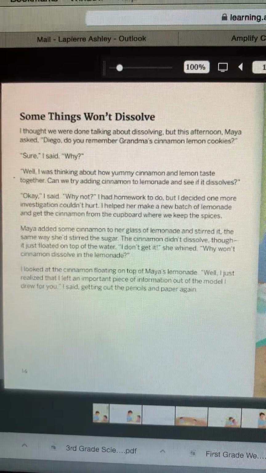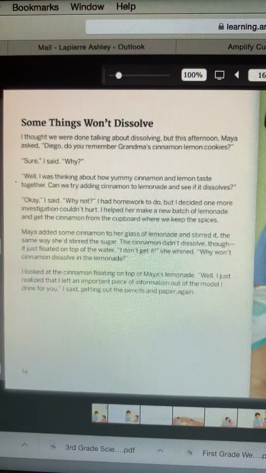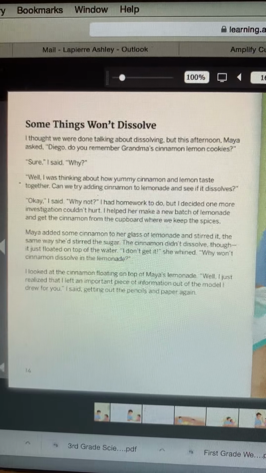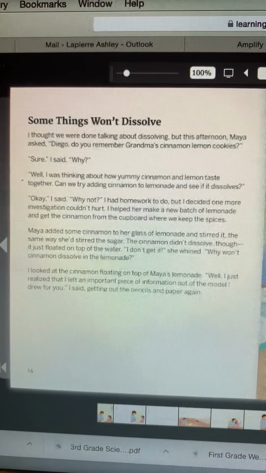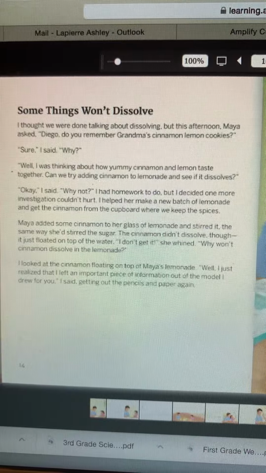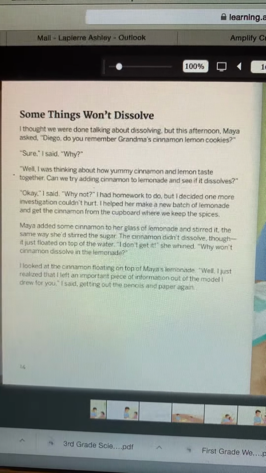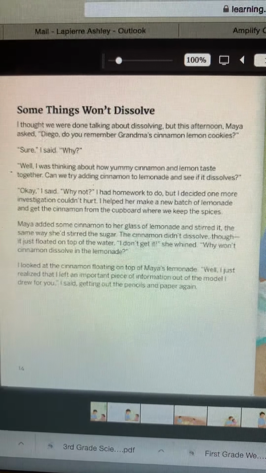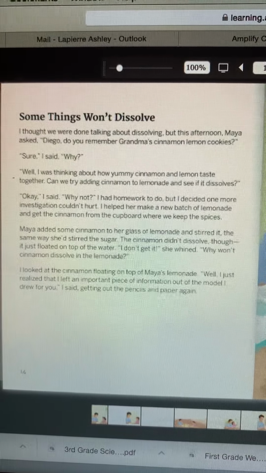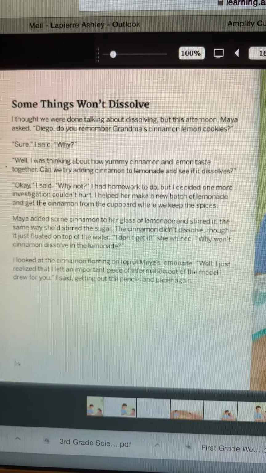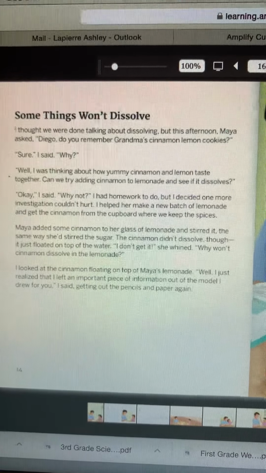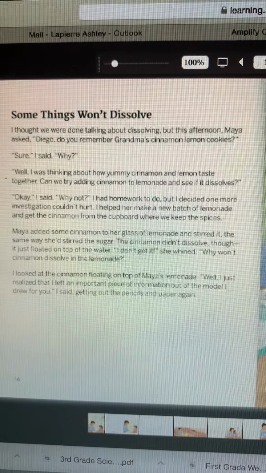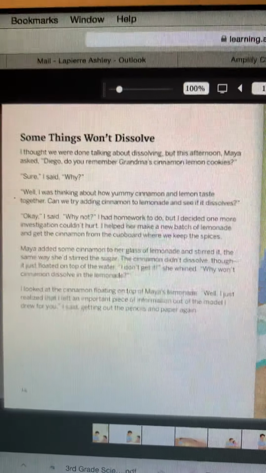Okay, some things won't dissolve. I thought we were done talking about dissolving. But then this afternoon, Maya asked, "Diego, do you remember Grandma's cinnamon lemon cookies?" "Sure," I said. "Why?" I was thinking about the yummy cinnamon and lemon taste together. "Can we try adding cinnamon to the lemonade to see if it dissolves?" "Okay," I said. "Why not?" I had homework to do, but I decided this investigation couldn't hurt. I helped make a new batch of lemonade and got the cinnamon from the cupboard where we keep the spices. Maya added the cinnamon to her glass of lemonade and stirred it, the same way we stirred the sugar.